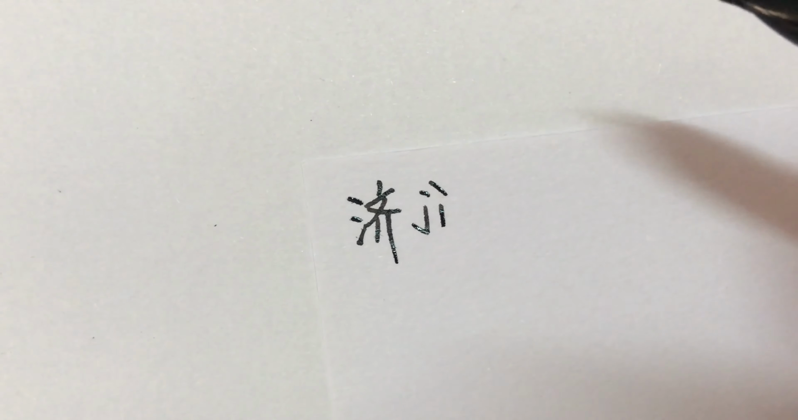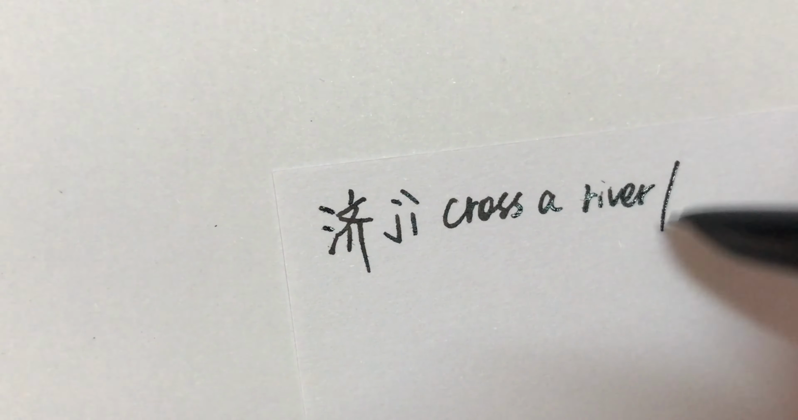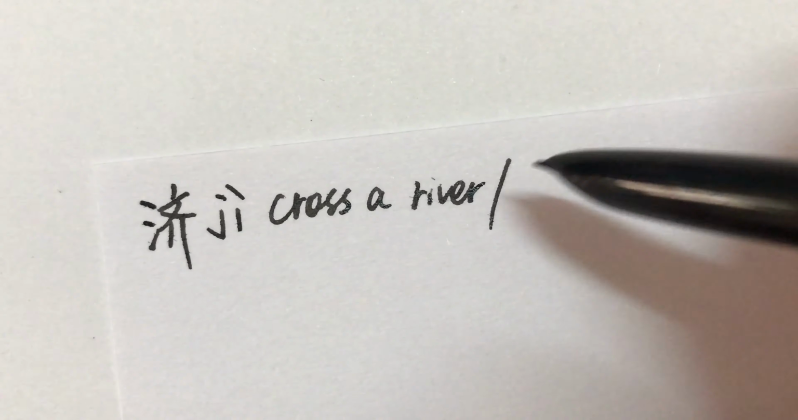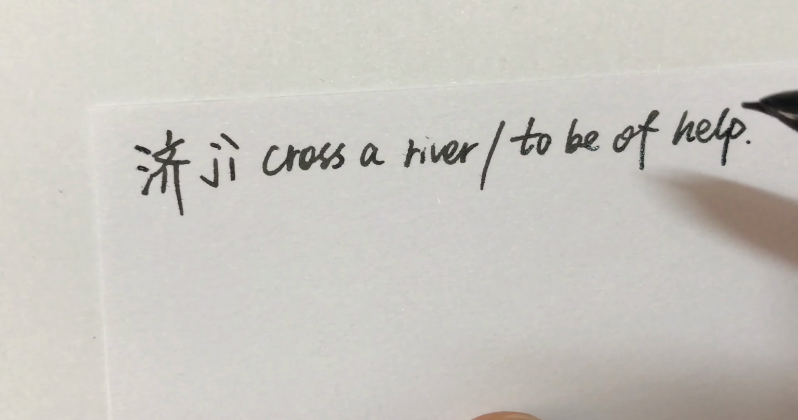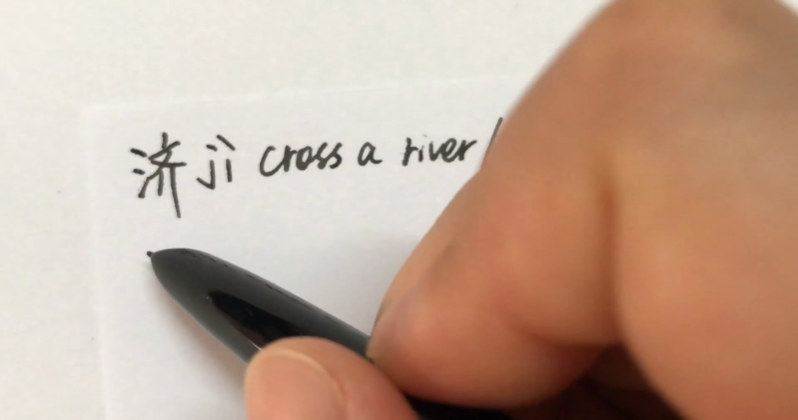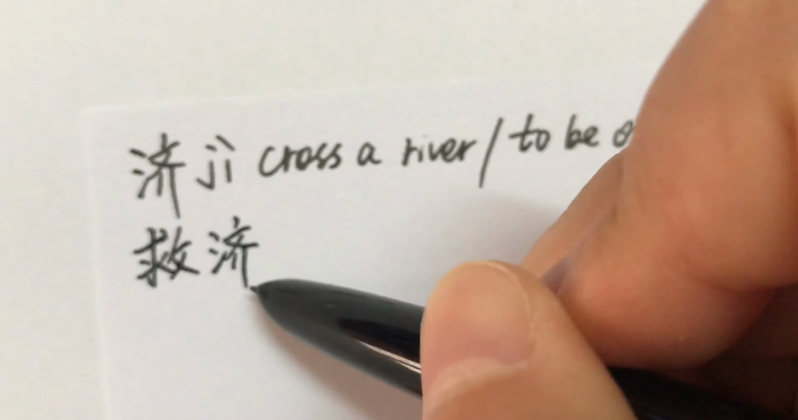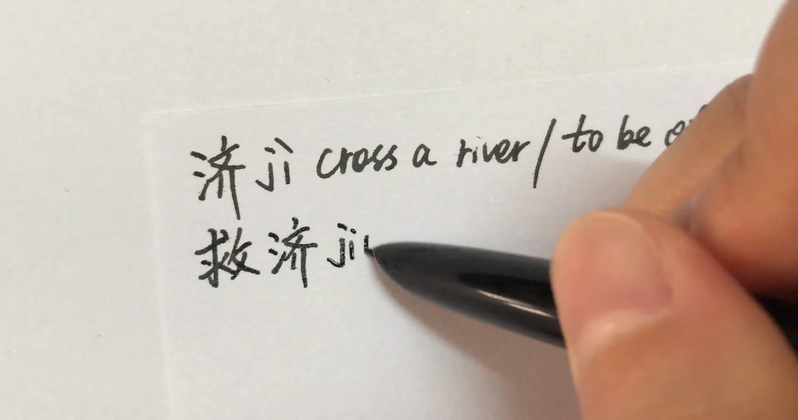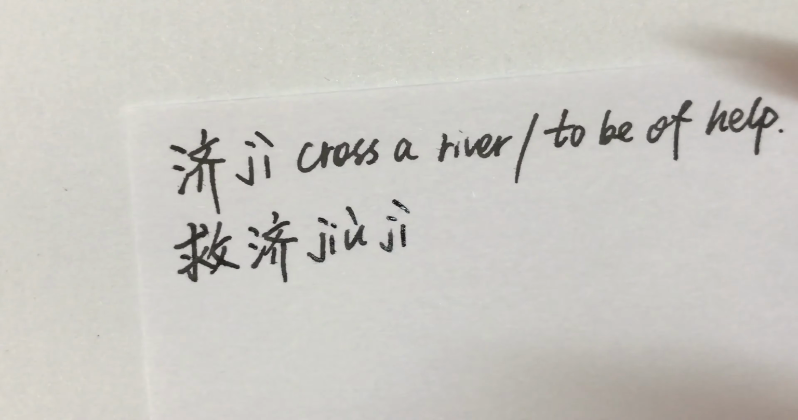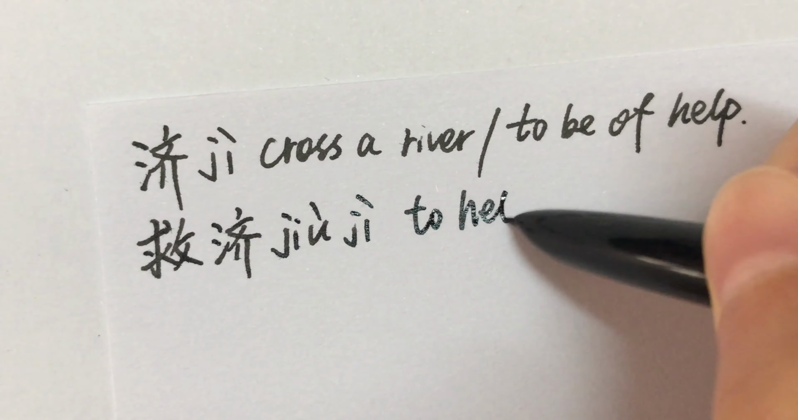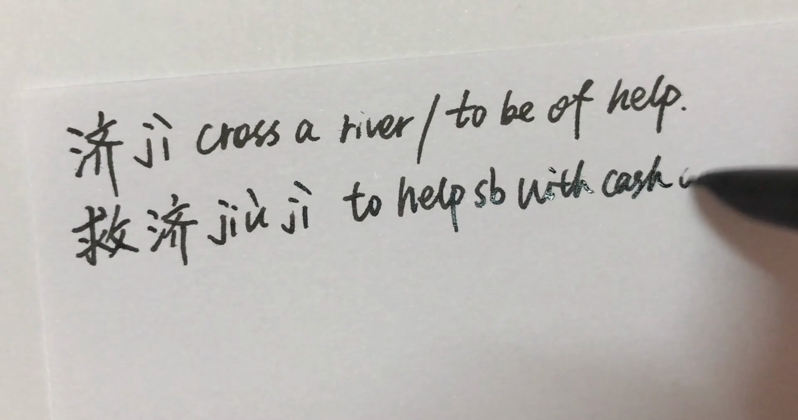Ji, cross a river. To be of help. For example, 救济. "救济" means to help somebody with cash or goods. To help somebody with cash or goods.